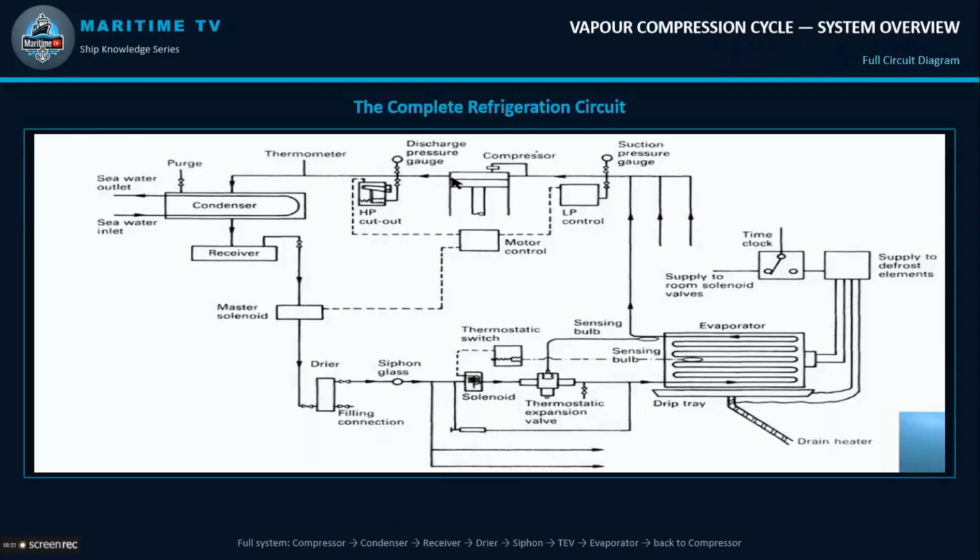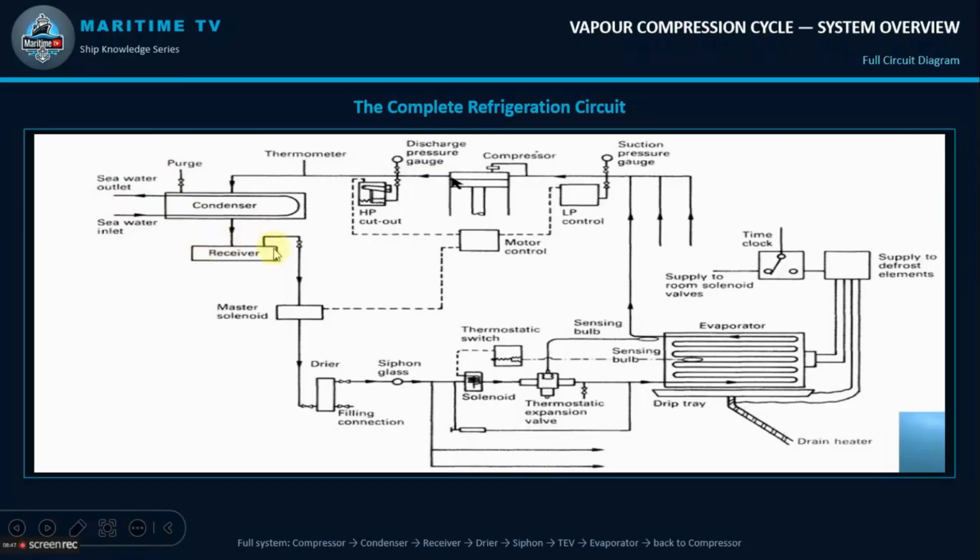This is the diagram here. As we explained, this is a compressor. It has the LP cutout, suction pressure gauge, discharge pressure gauge, and HP cutout. This is our motor control. Also, this is our thermometer. This is our condenser. This is our purge for air removal. This is the seawater inlet, this is the seawater outlet.